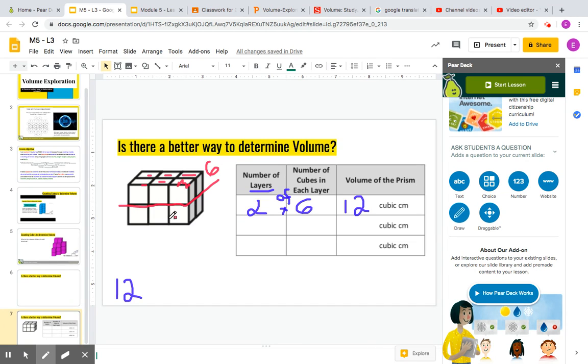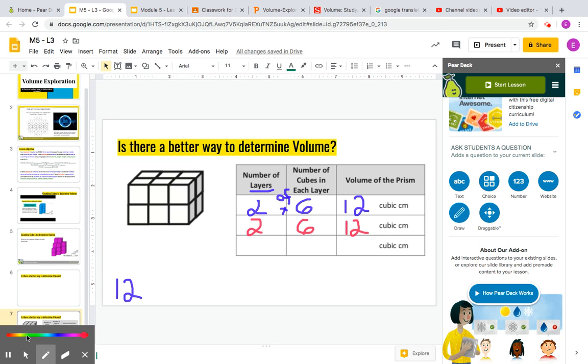And that means there's how many cubes on that bottom layer? 6. So I have how many total layers? 1 on the top, 1 on the bottom. So I have 2 layers of 6. And once again, my volume is going to be 12. But is there any other way I could find the volume by looking at layers?